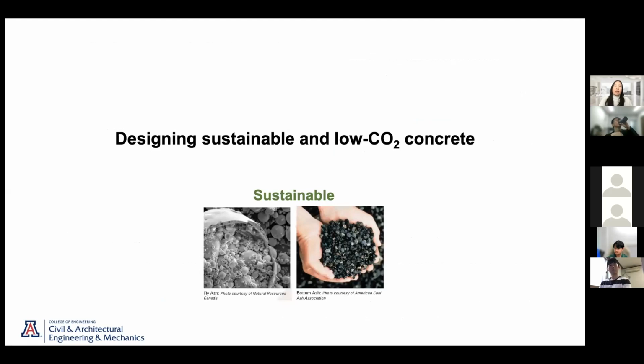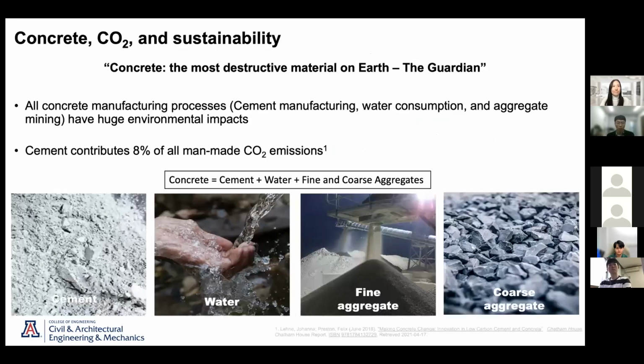Now I want to explain how to design sustainable and low CO2 concrete. We can say that concrete is the most destructive material on Earth because concrete is the second most used material after water in the world. All concrete manufacturing processes have huge environmental impacts. For example, cement manufacturing, water consumption, and aggregate mining all have environmental impacts. But the most climate affecting of them is cement making. Cement manufacturing contributes about 8% of all man-made CO2 emissions.